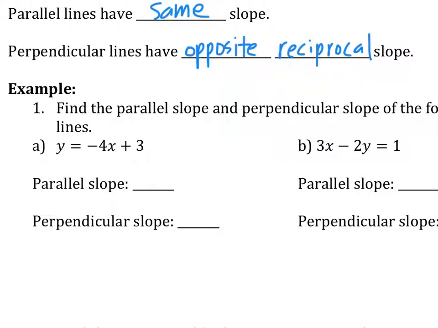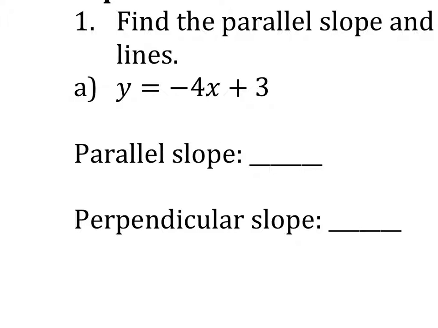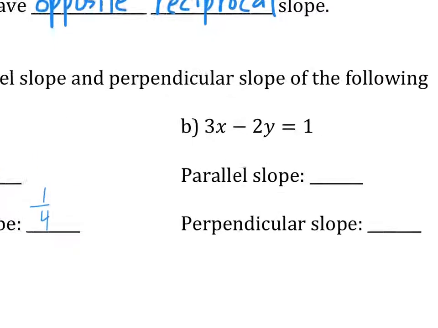Okay, so A, find the parallel slope to that line, and then the perpendicular slope to that line. Find the parallel slope and the perpendicular slope. Okay, so Andy, what is the parallel slope? Negative what? 4. Negative 4. Okay, and then Blake, what is the perpendicular slope? 1/4. 1/4. Okay.